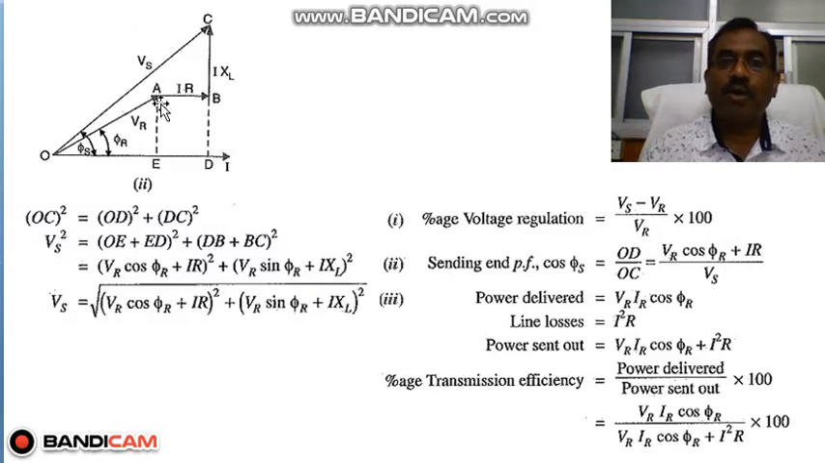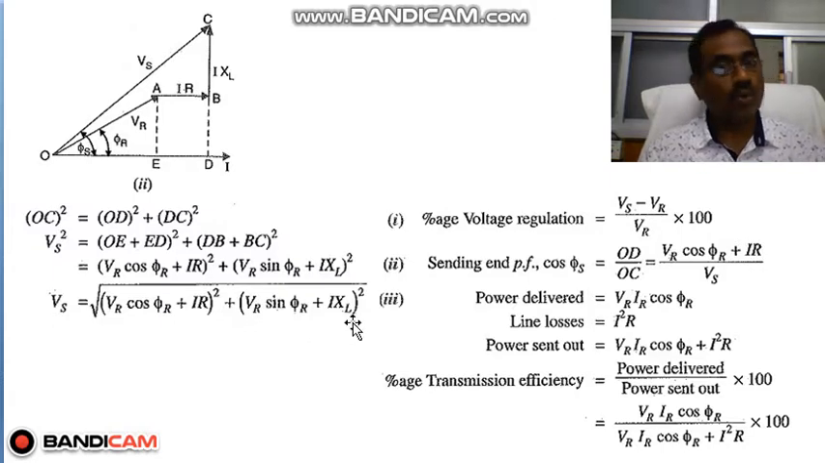Okay. So from this OAE triangle, what is AE? AE is VR sin phi r. The same thing I have written here, VR sin phi r. And what is BC? BC is I into XL. Therefore, Vs is equal to under root of (VR cos phi r plus IR) whole square plus (VR sin phi r plus I into XL) whole square. This is the sending end voltage.